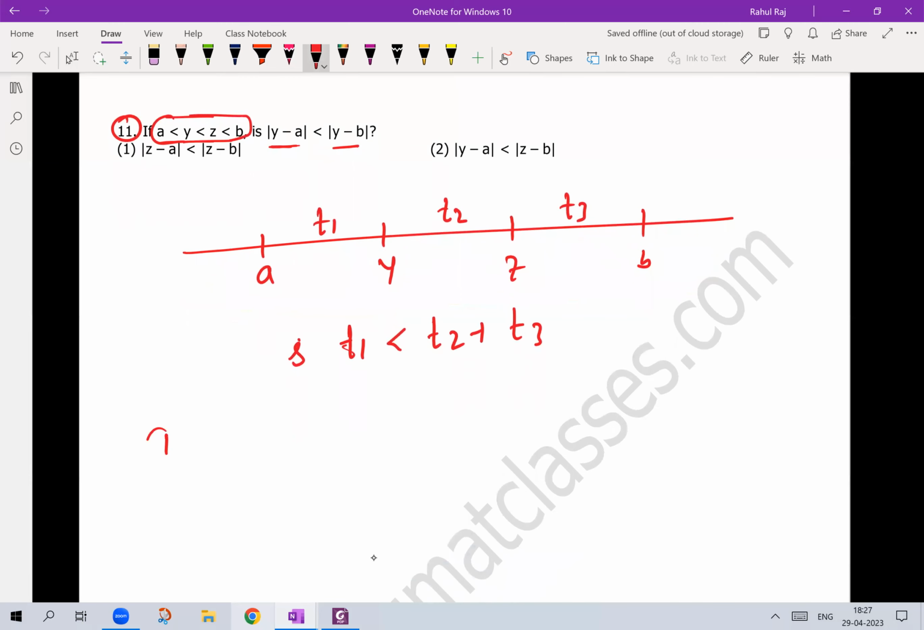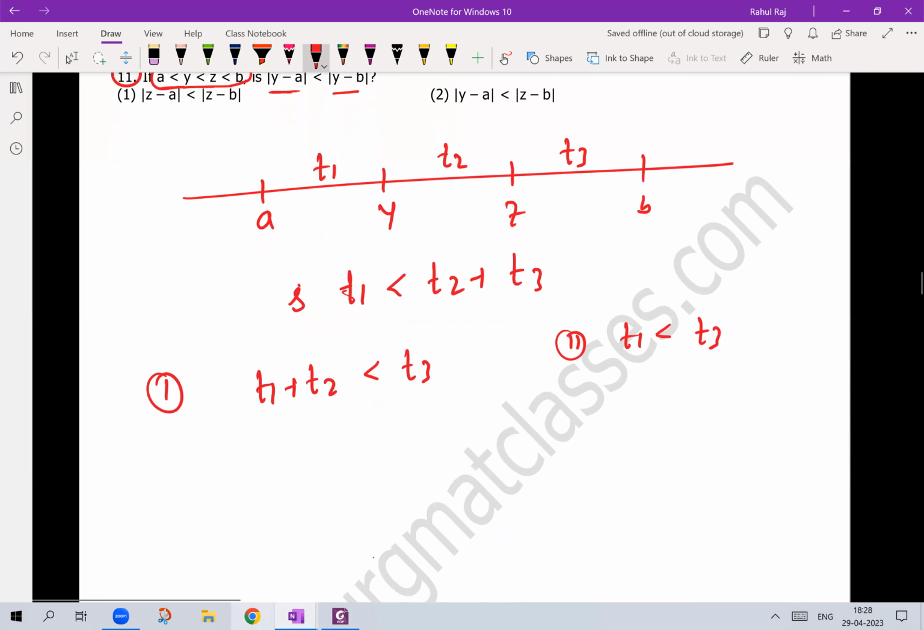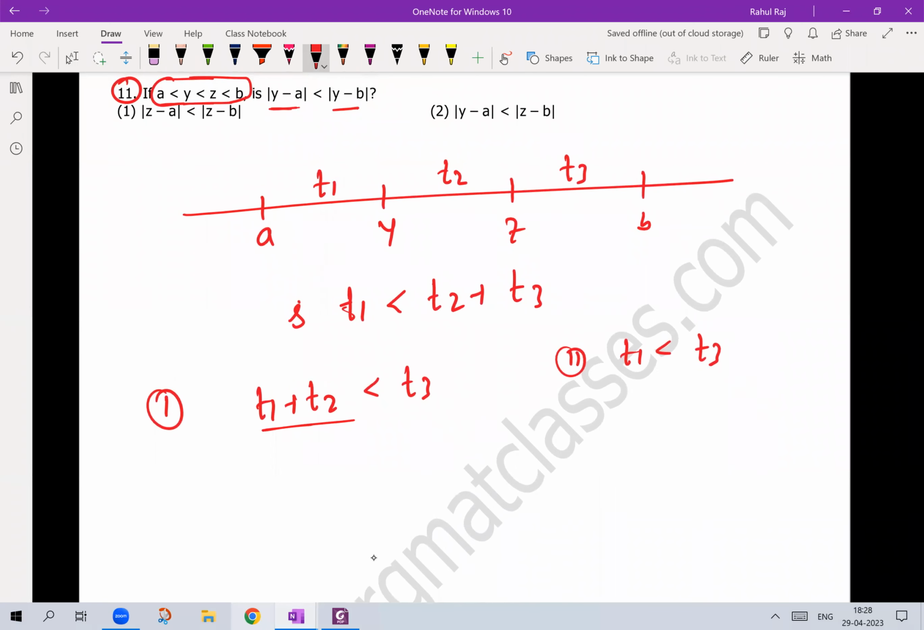Statement number 1 says what? Z minus A is less than Z minus B. It means T1 plus T2 is less than T3. Option number 2 says what? Y minus A is less than Z minus B. That is, T1 is less than T3. Now imagine the question says, is T1 less than T2 plus T3? Here, logically I can straight away say option number 1 is sufficient. But still, it says T1 plus T2 is less than T3.